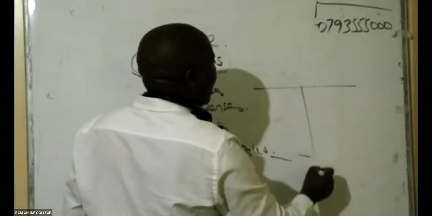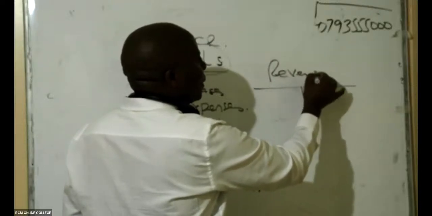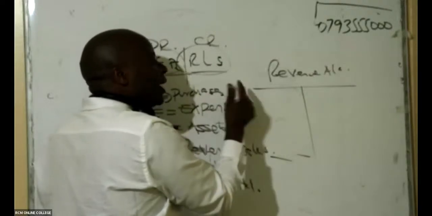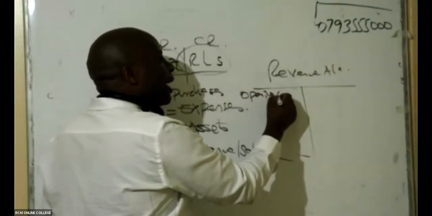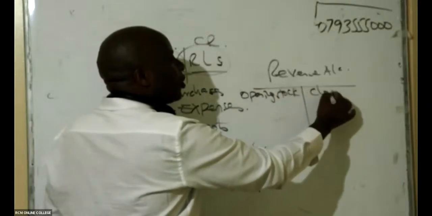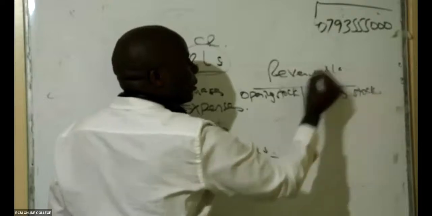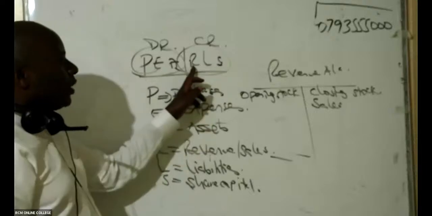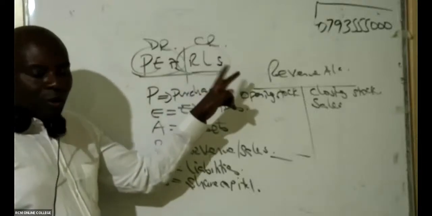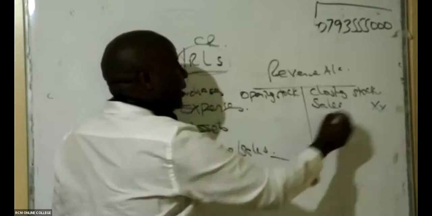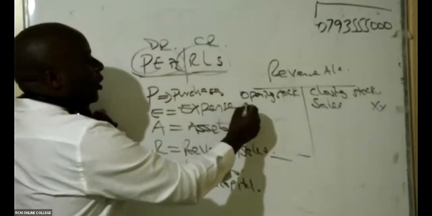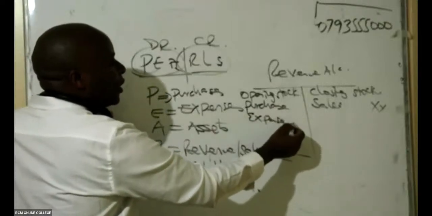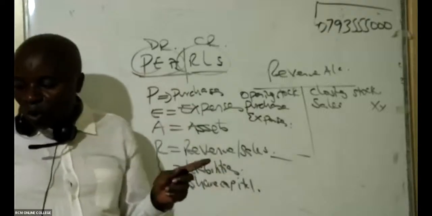Under IAS 41, we have what we call the revenue account. So for the crops, you'll always be having here opening stock, and closing stock. On the credit side, we have sales. You see, sales is the same as revenue, and we are crediting here. On the debit side, we have purchases, so purchases we are debiting. And if there are any expenses, we shall always be debiting.